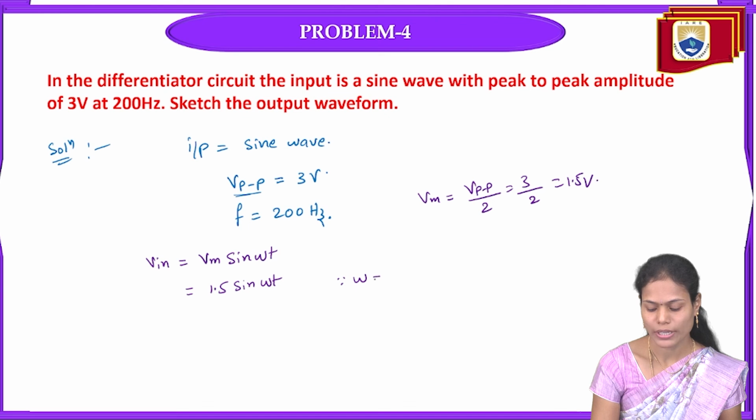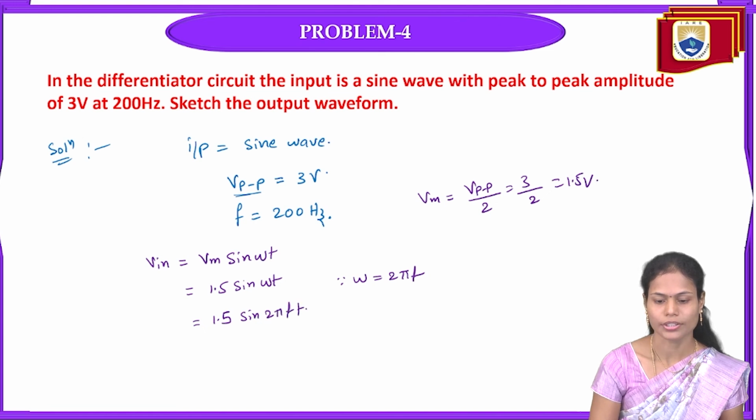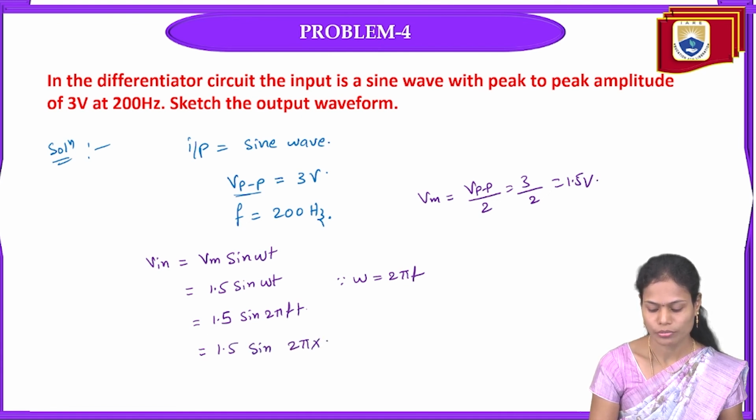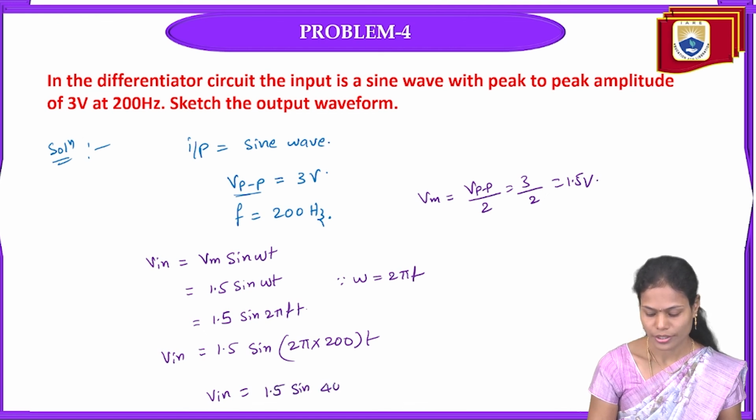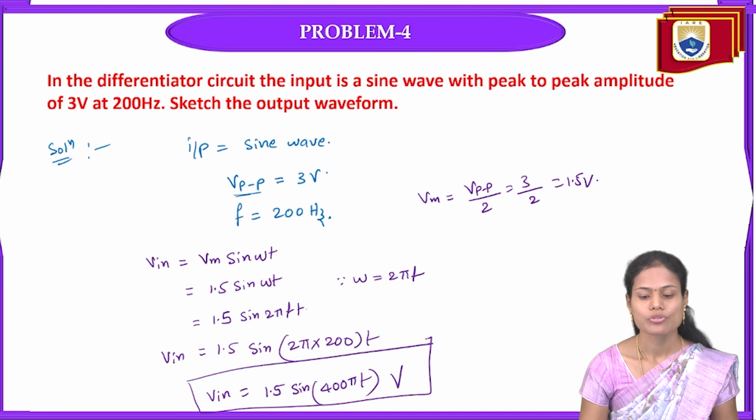Here I am replacing omega with 2 pi f, that is 1.5 sine 2 pi f t. And what is my f value? 200. So substituting that f value, 1.5 sine 2 pi into 200 into t. After simplification, my input signal is 1.5 sine 400 pi t volts. So this is the input signal given. For this, we have to draw the output waveform.